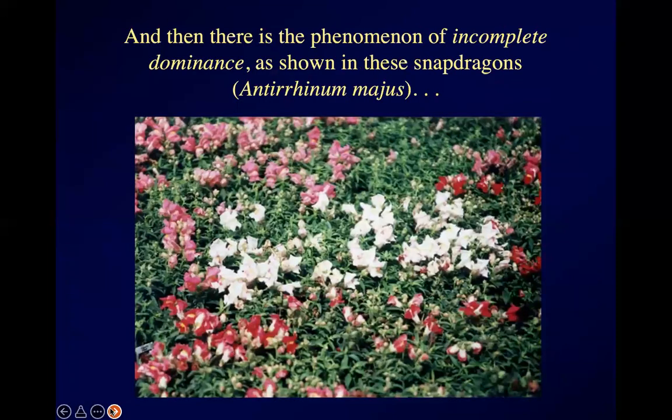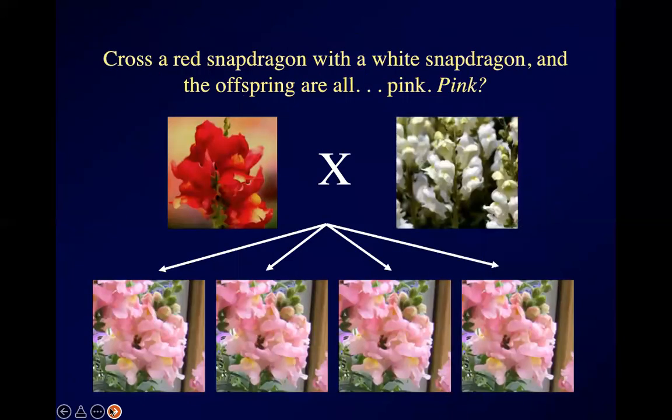There's another wrinkle called incomplete dominance. And for the moment, I'll step away from cats and show you some garden flowers known as snapdragons. In this case, if you cross a red snapdragon with a white snapdragon, the offspring all come out pink. That's not what we saw when looking at Mendel's peas. Mendel crossed purple and white peas and got all purple offspring, nothing in between purple and white. But here we do get something that's in between red and white. It's pink.